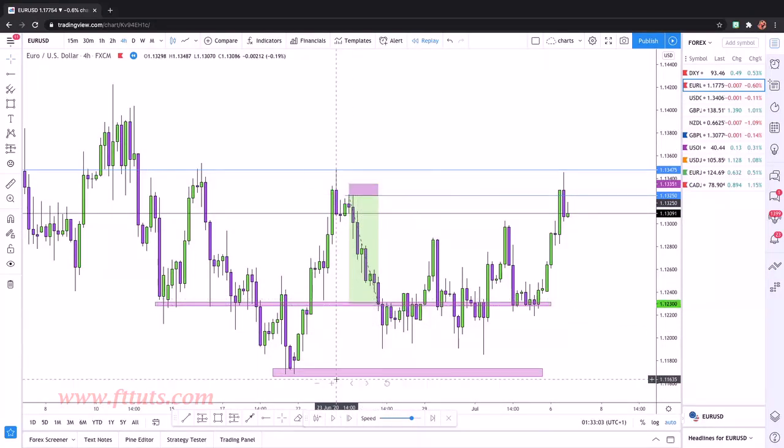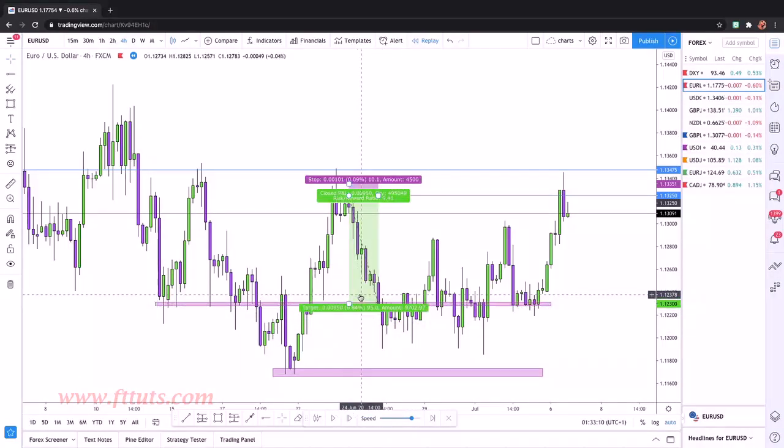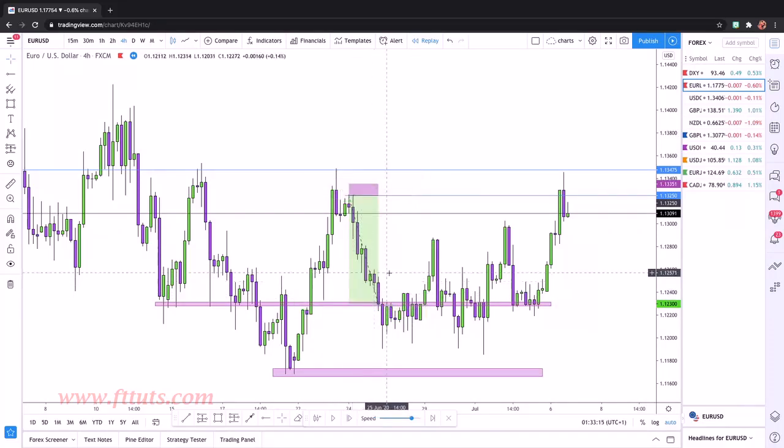Our first target's here, our second target's here. Price can't reach this. Then what we do is we take profit. So this is a 1 to 9, guys. This is risking 10 pips to make 95. So our first target, it's good. It's almost 100 pips, right?